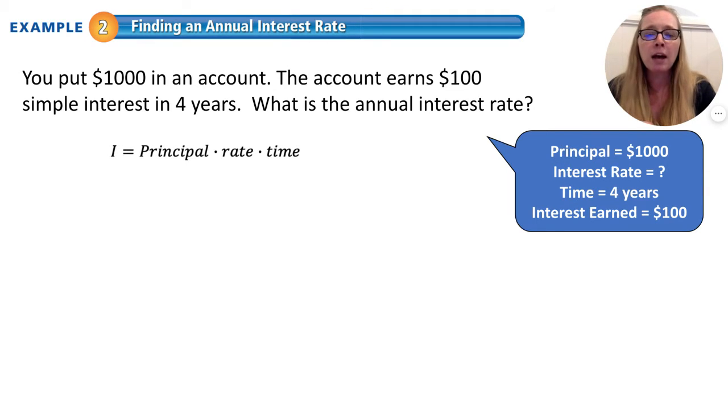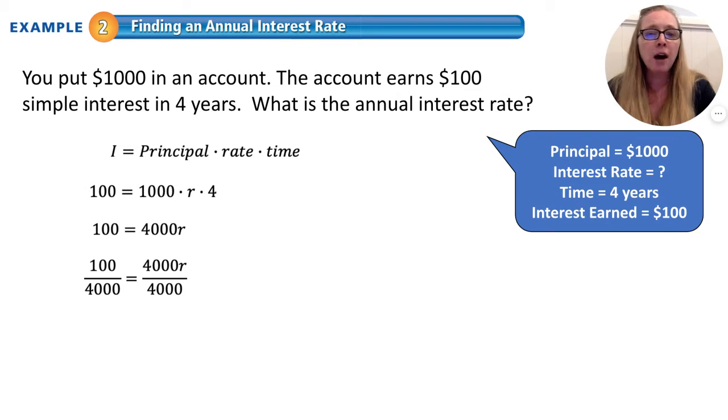So write down the formula. I equals P times R times T. Substitute in what you know, and your unknown is the variable. So in this case, we're looking for the interest rate, so R is our variable. We're going to solve our equation. So multiply 1,000 times 4. 100 equals 4,000 R. Divide both sides by 4,000. 25 thousandths equals R. So the 100 divided by 4,000, you can solve that using mental math if you see some relationships between those numbers, or you could plug that into a calculator.